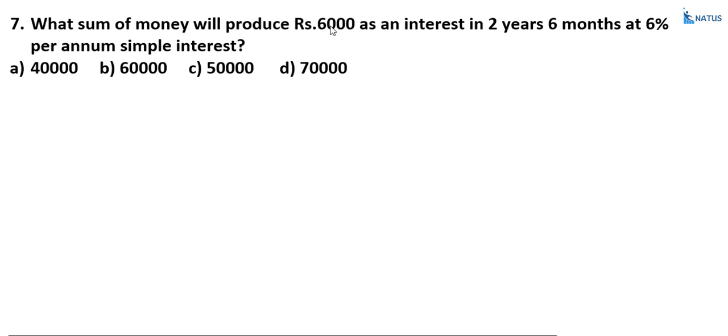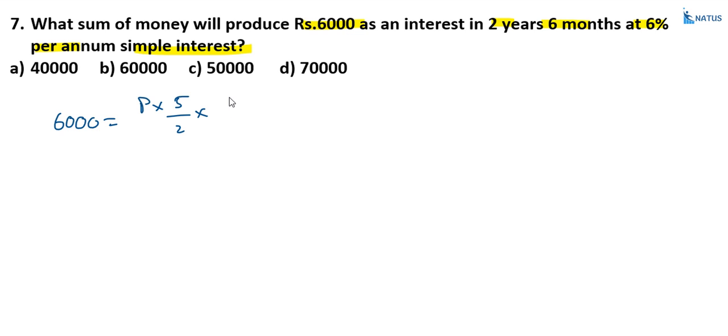What sum of money will produce 6,000 rupees in interest in 2 years 6 months at 6% per annum simple interest? A very simple question. Here what we require is the principal. The interest is equal to 6,000. So 6,000 is equal to principal P into time period 2 years 6 months, that is 2.5, 2 into 1 by 2, that is 5 by 2, into rate of interest 6% by 100. That's all. So 6, 1 and any cancel, and this is equal to 20.